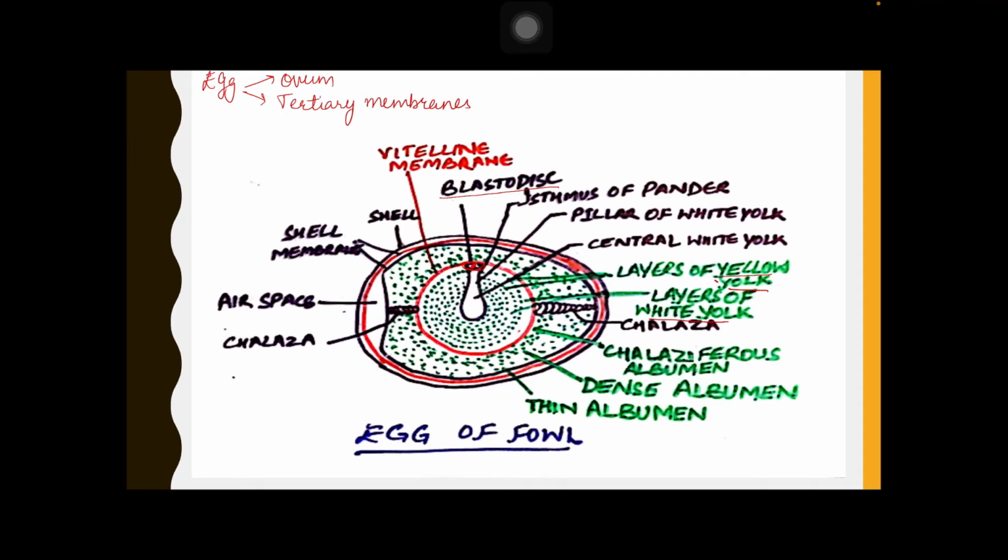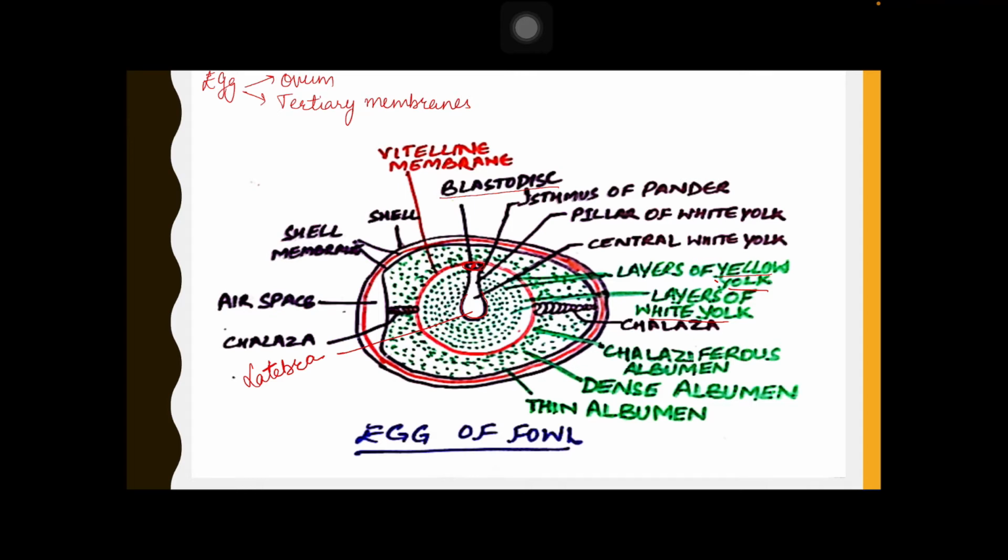Now let's discuss the distribution of yolk in the egg. Most of the white yolk is present in this central flask-like area called the latebra. Here you can see this flask-shaped area, this is called the latebra. It is not labeled here, so I will label it. This flask-shaped area contains the white yolk and is called the latebra.